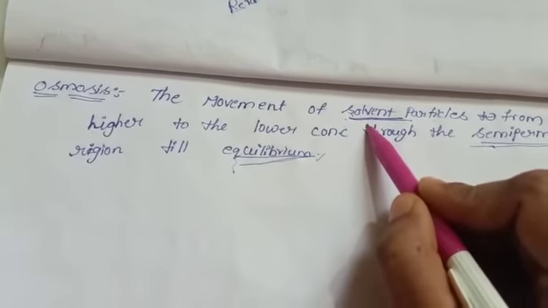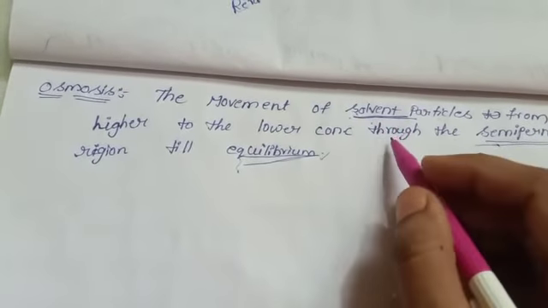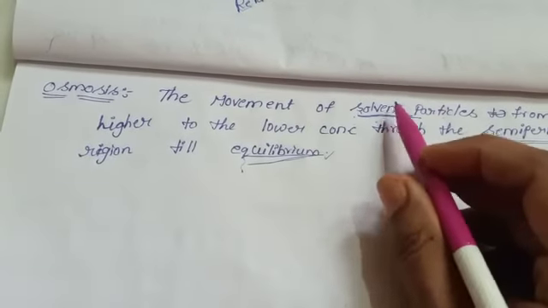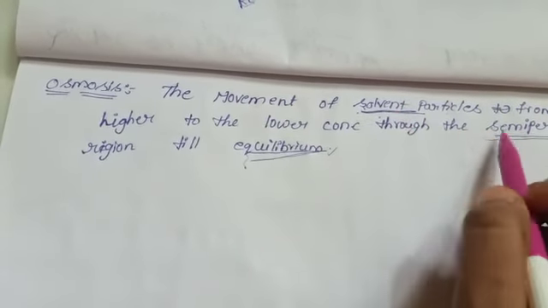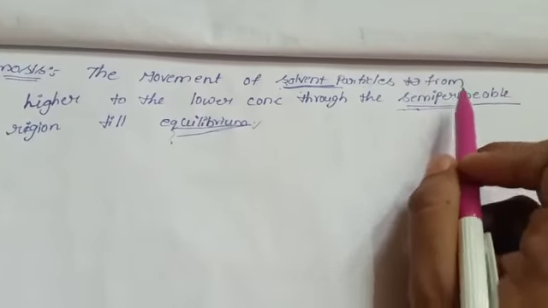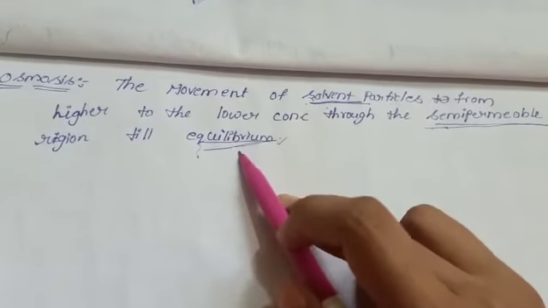We discussed solute particles in the previous class. Here we are discussing solvent particles, and the membrane is called a semi-permeable membrane, until it reaches the equilibrium state.